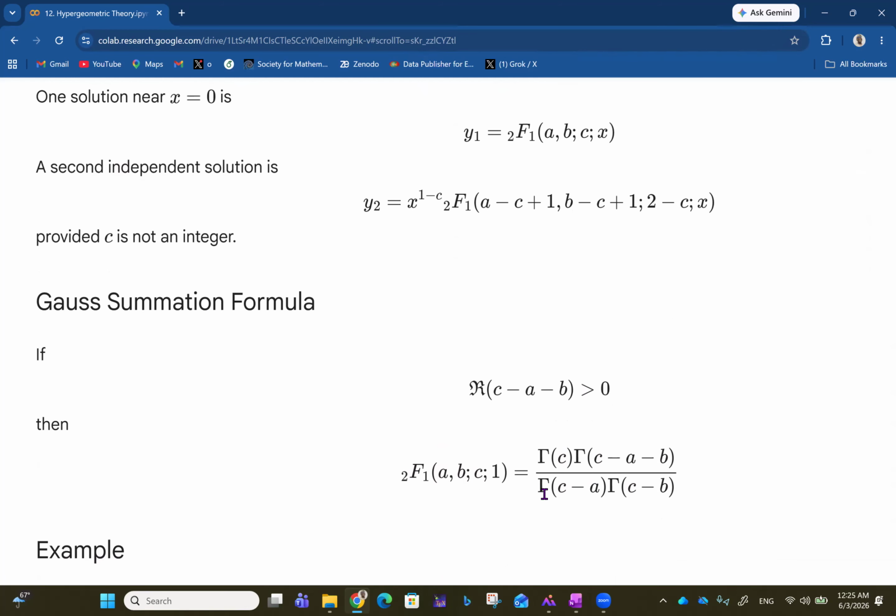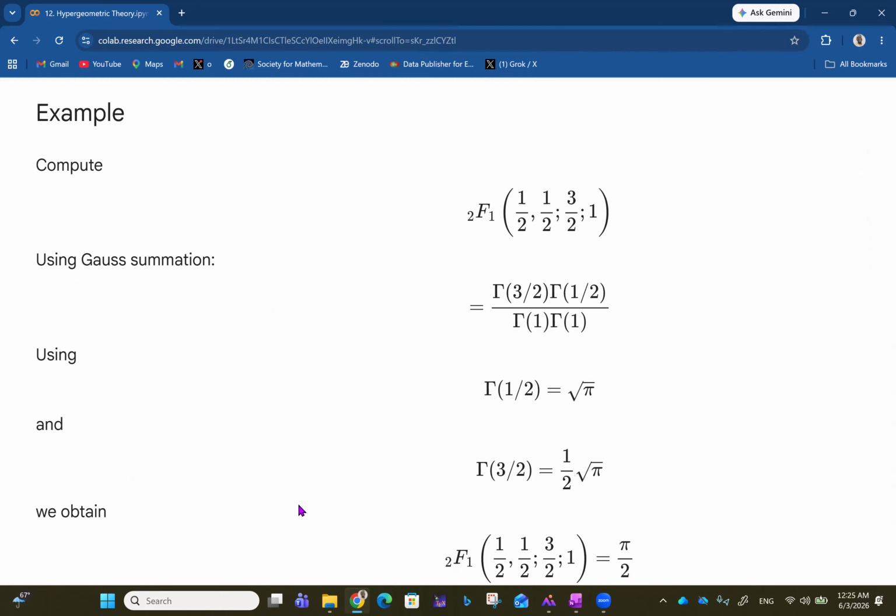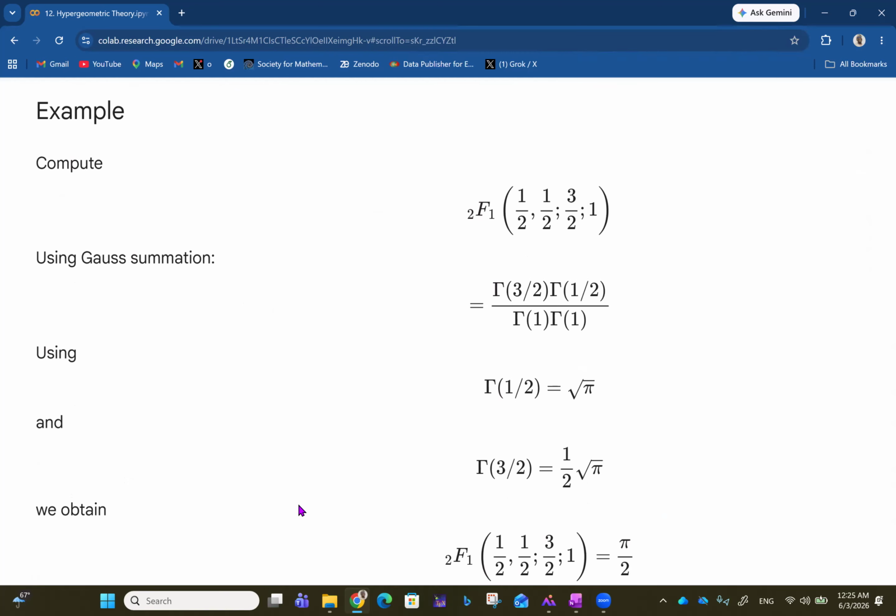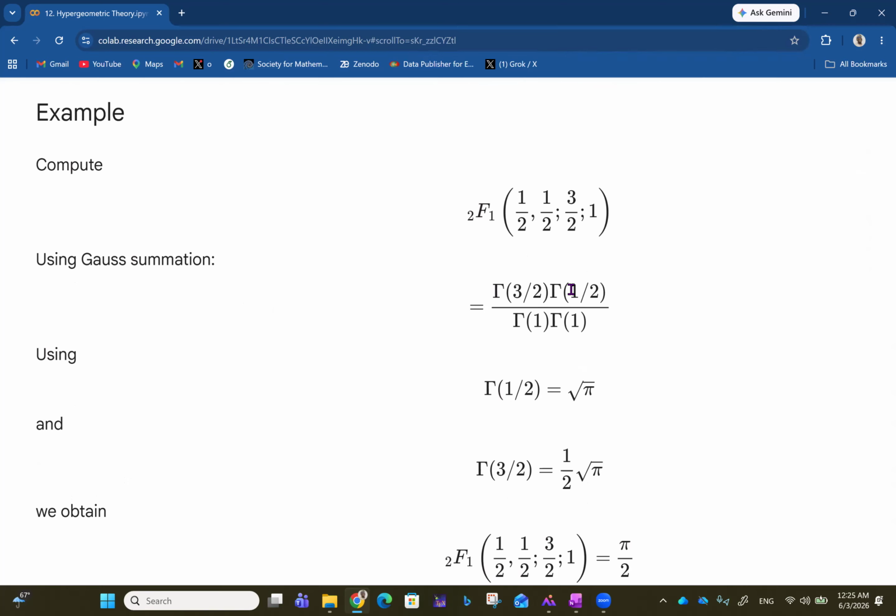I know that all of that is coming, so now this will have to be c minus 1 factorial, and this will be c minus a minus b minus 1 factorial, and all of that. So take an example. You want to compute 2F1 of 1/2, 1/2; 3/2; 1. That means a is 1/2, b is 1/2, c is 3/2, and x, now we're actually evaluating at x equals 1.